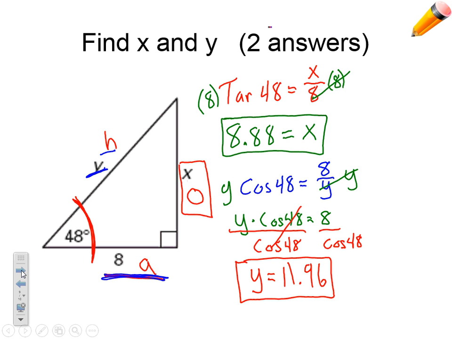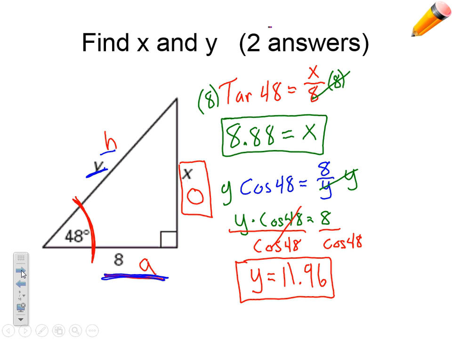Now if you wanted to go back and check this, you could use Pythagorean theorem. You could take 8 squared plus 8.88 squared equals 11.96 squared, and they should be equal to each other because we're working with right angles.